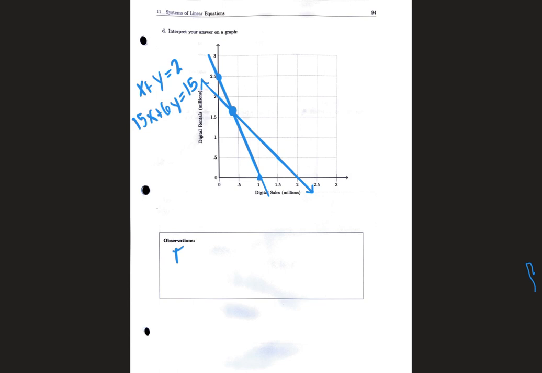It's not perfect. I find that my two lines cross about right there, which is exactly where we found before. It's going to cross at about 1.67 at y and 0.33 for my x.